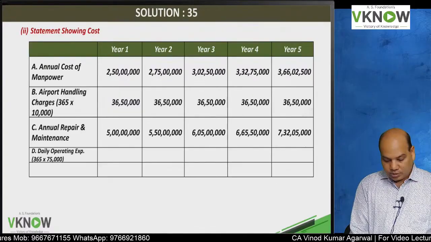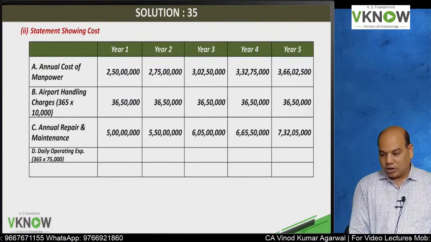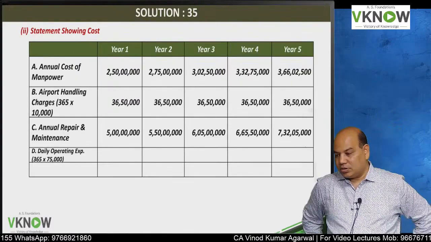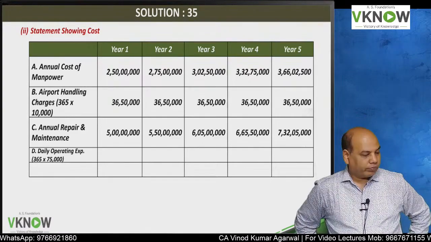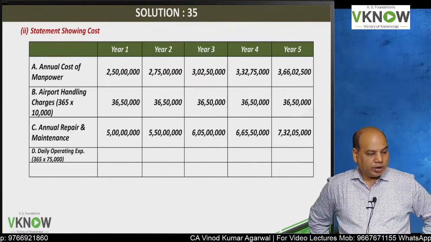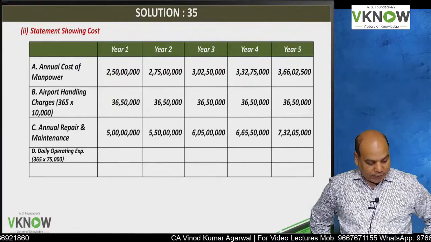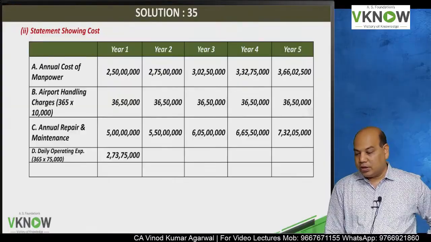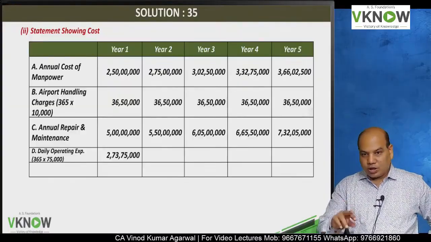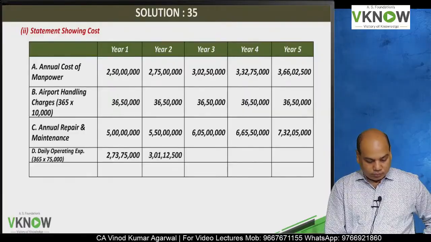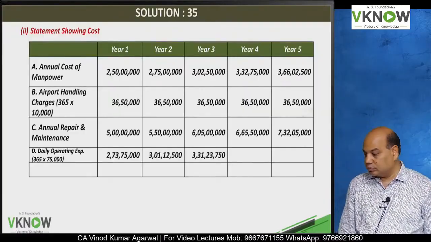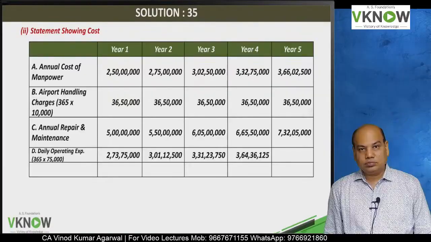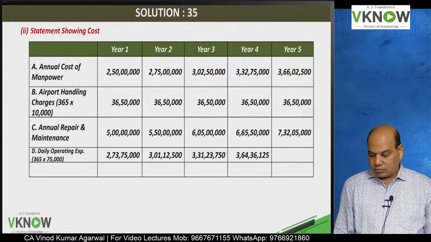Point number D, write down, daily operating expense. Daily operating expense will be 75,000 into 365, 2,73,75,000 plus 10%, plus 10%, plus 10%, plus 10%.